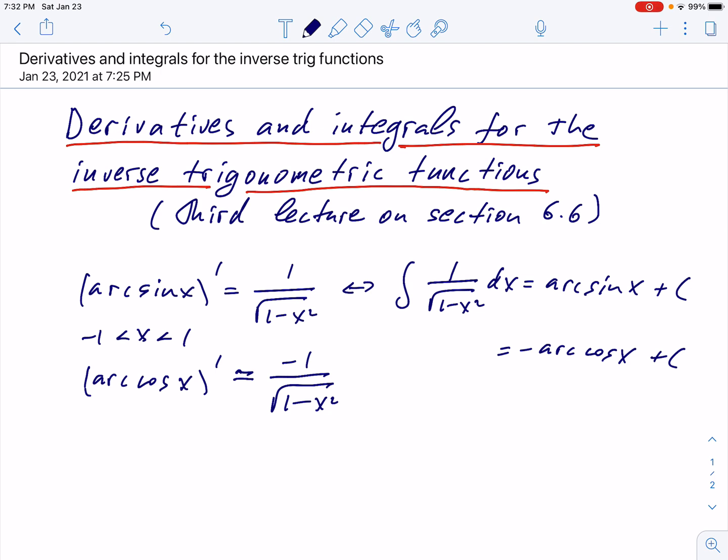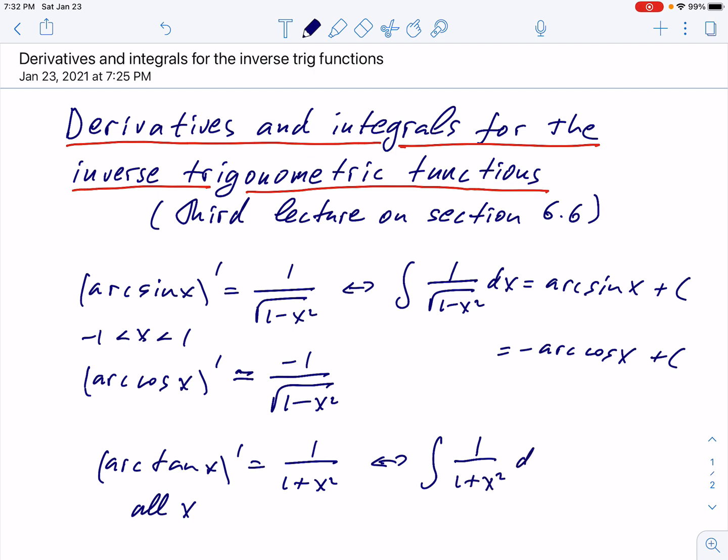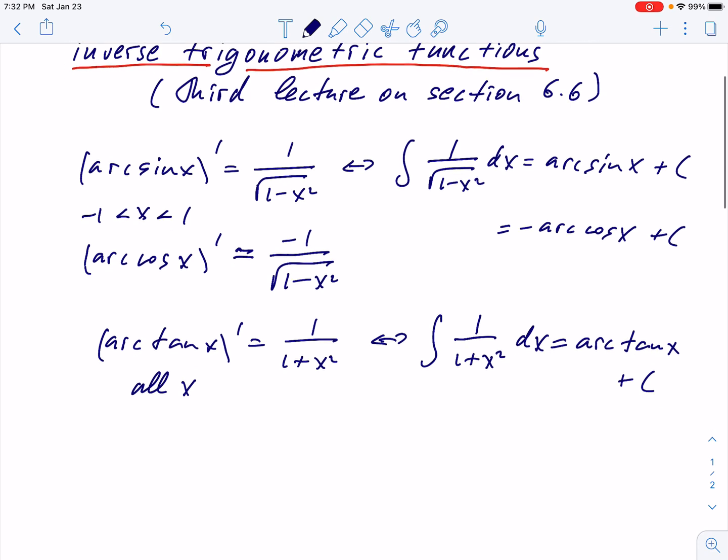Now arc tangent x prime is 1 over 1 plus x squared. This is true for all x. Arctangent is defined everywhere. And the antiderivative related to this, integral 1 over 1 plus x squared dx, we can evaluate as arctangent x plus c.